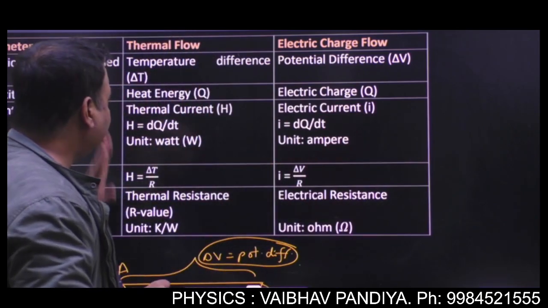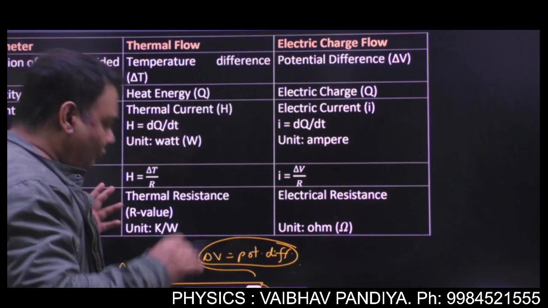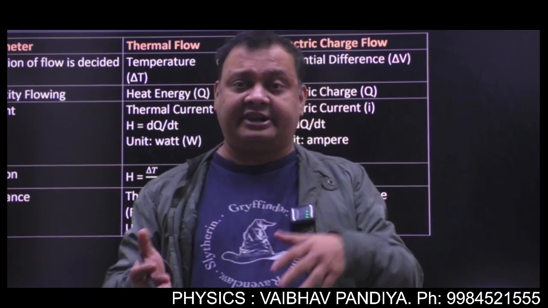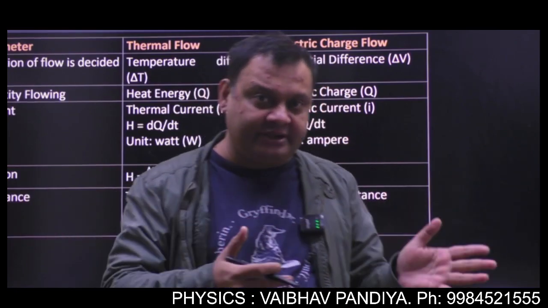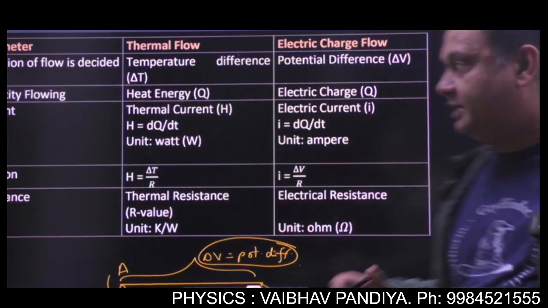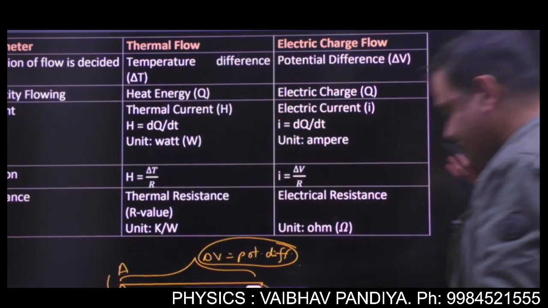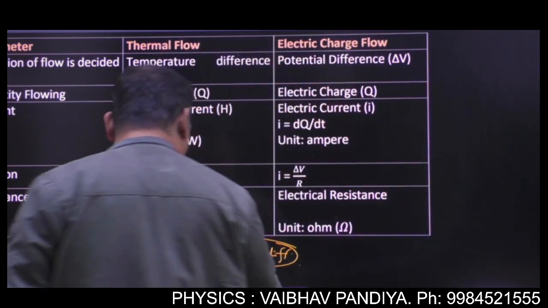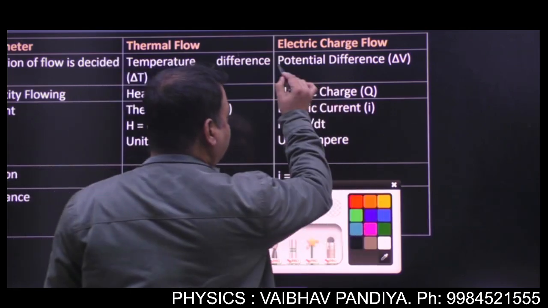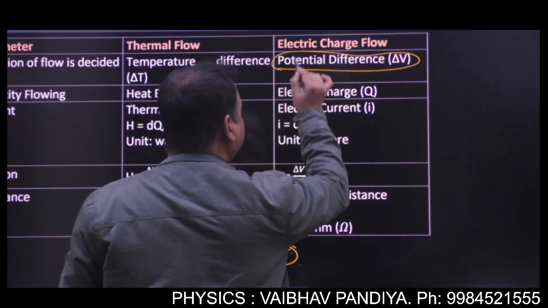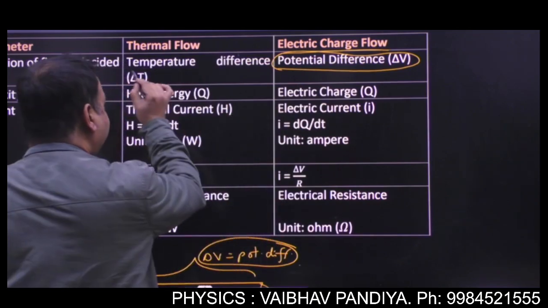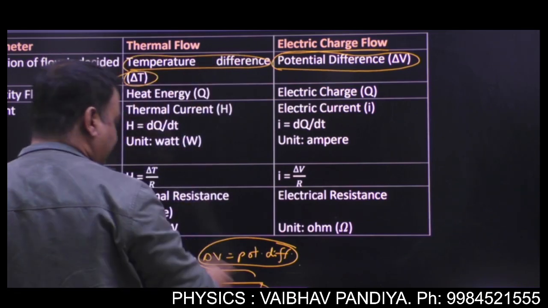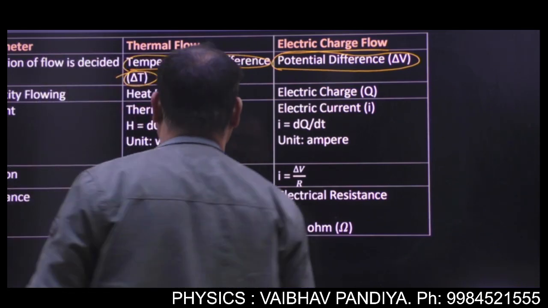We have seen in thermal flow, what is the deciding factor which will make predictable what will be the direction of flow of heat? That is the temperature difference. Heat spontaneously flows from the region of high temperature to the region of low temperature. So whatever the role is being played by the potential difference delta V in electricity is the similar role played by the temperature difference delta T in thermal flow.